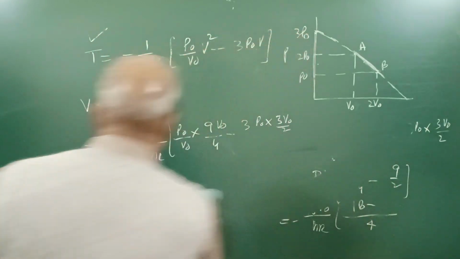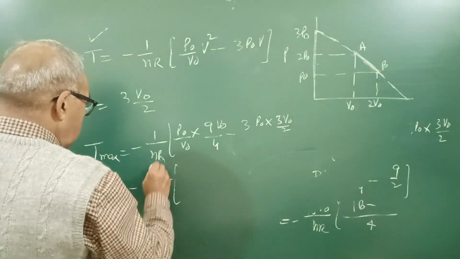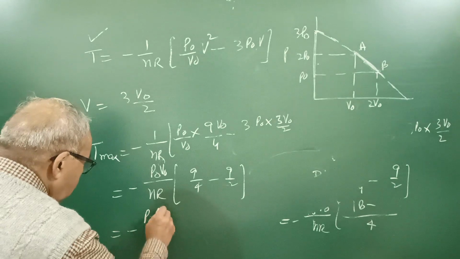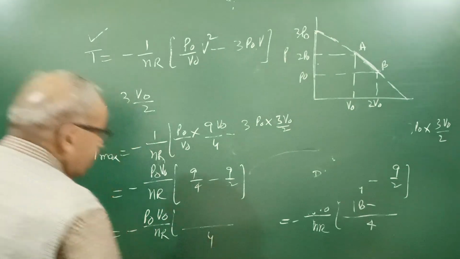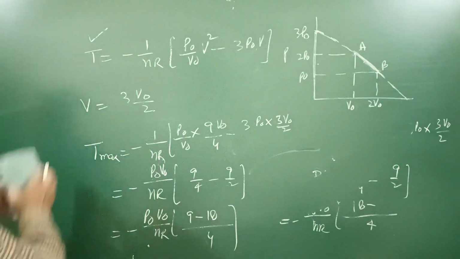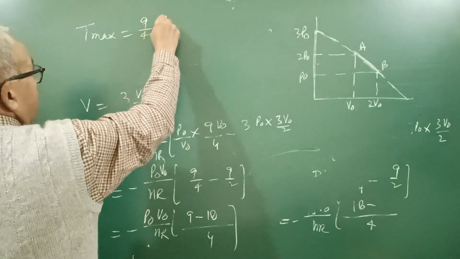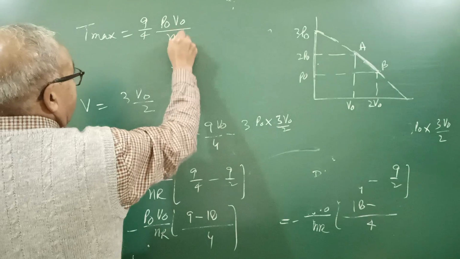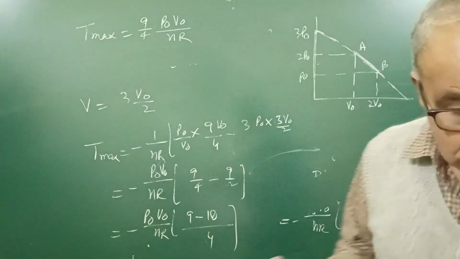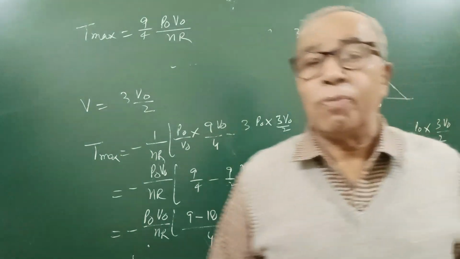So we get it as minus 1 upon nR, with P0V0 common, 9 by 4 minus 9 by 2. It is minus P0V0 upon 4nR into 9 minus 18. So it comes plus, and T maximum is 9 by 4 P0V0 upon nR. This is the option. Sorry, the video has gone longer. In doing such problems, some mistakes occur naturally. I hope you will enjoy the Kinetic Theory of Gases, and please do more questions from different books. Thank you.